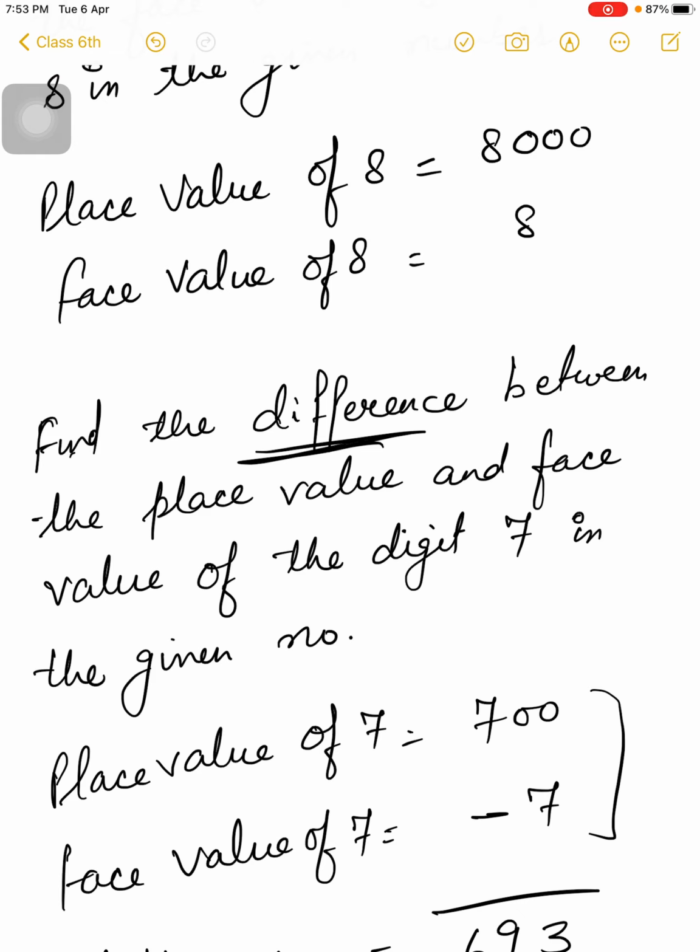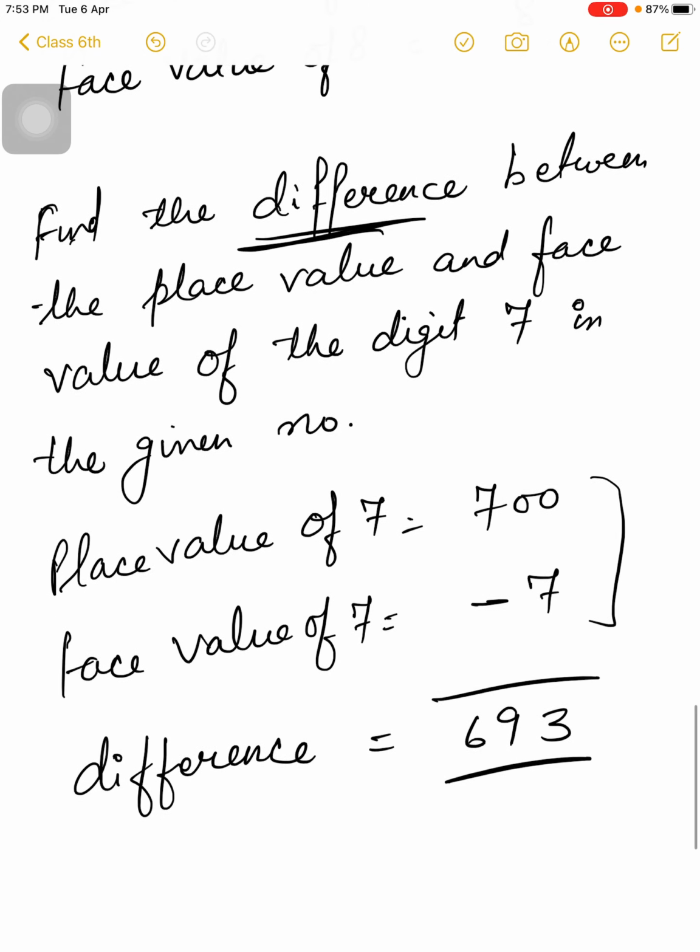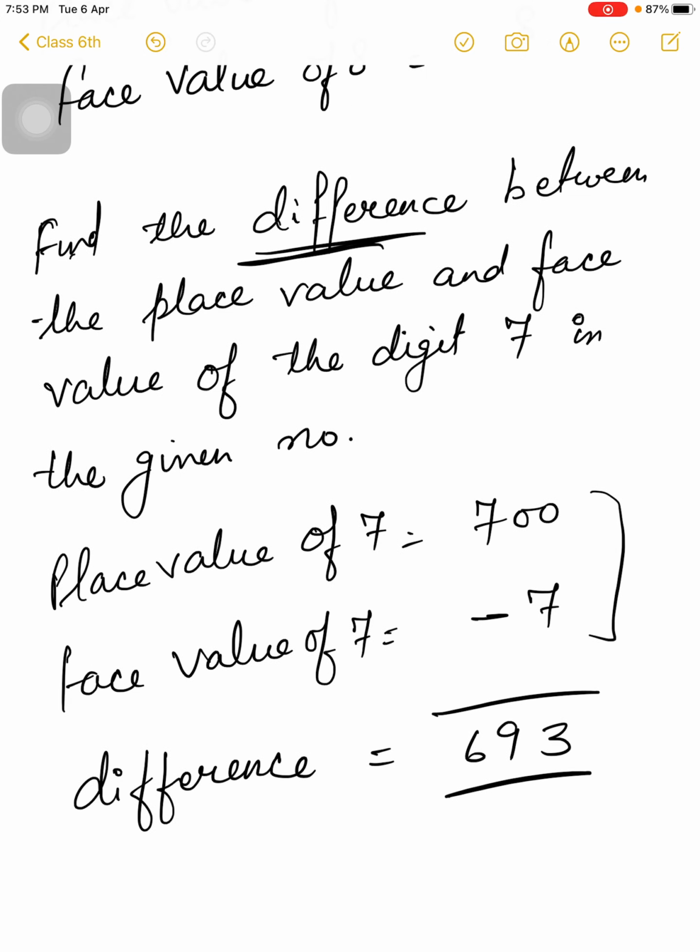Okay, so the question can be in any form, like find the difference. The question can be in the form find the sum, find the product, or you have to divide the place value and face value. So here, beta, the question can change and come. If it is find the difference, then you have to subtract. If the question is find the sum, then you have to add both the values. If the question is find the product, then you have to multiply both the values.